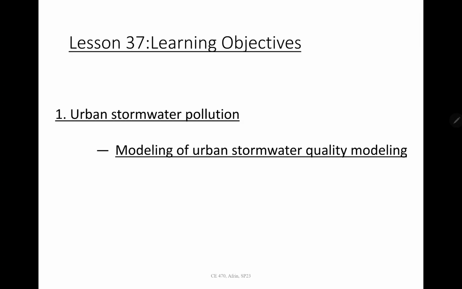Now what do we mean by quality modeling? By quality modeling we usually mean how much pollutant you can get annually from any watershed. When I say pollutant, it can be different types of pollutant, which I will discuss shortly. That is the learning objective for this lesson.